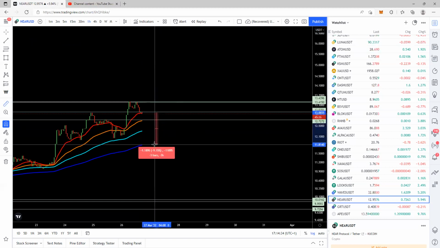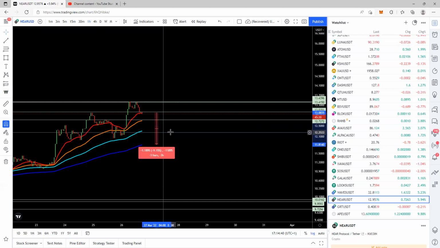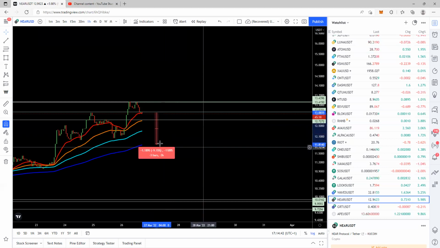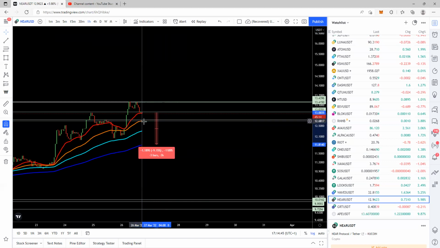I could very well see roughly a 9% return out of this short. Now, I'm not saying that it's going to happen, but I will be trading it to the downside and taking profit on every target that I'm looking to hit.